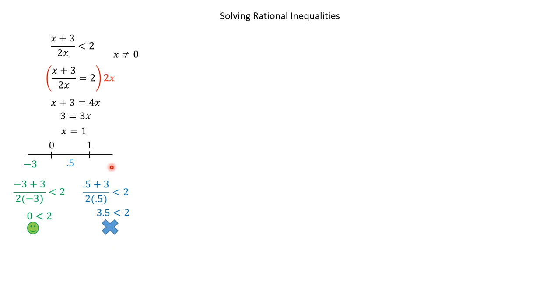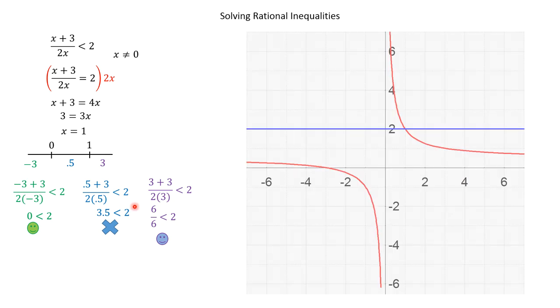And then let's plug in a number bigger than 1, 3. Could have picked 2, but the nice thing about 3 is that we get 3 plus 3 is 6 over 2 times 3, also 6, and 6 over 6 is 1, and I know that 1 is less than 2. So that one works as well. And so now that we know where it works, it works when x is less than 0, or when x is greater than 1.